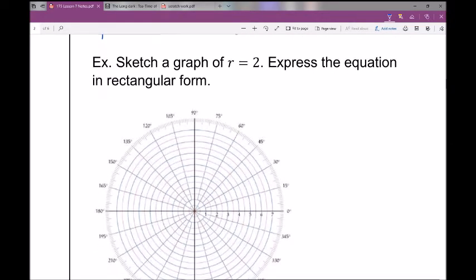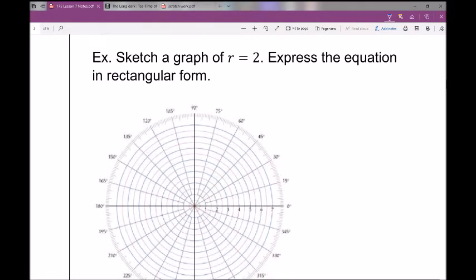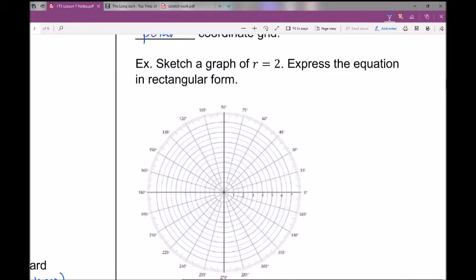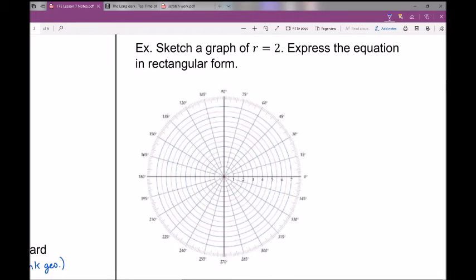And I think we looked at a few of these examples in the last video, but we just thought about them a little less algebraically and a little more geometrically. And we also want to express the equation in rectangular form. So if we think about what it means for r to be equal to 2, let's make a table of values. So we have r and we have theta. And our table of values is going to look like this.